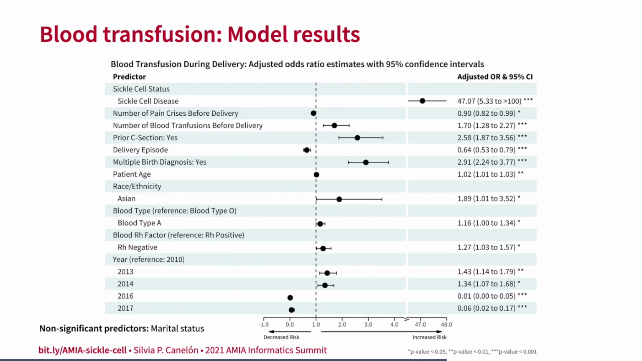The results of this model showed that sickle cell disease significantly increased the risk of a blood transfusion during delivery, and there were several other predictors that were also found to be associated.